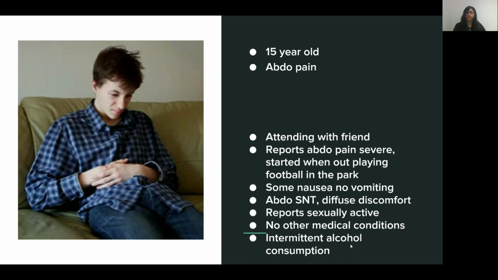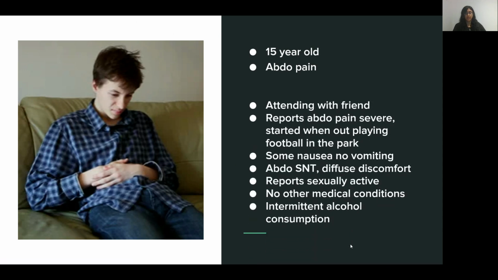So we do some history taking and some physical exam. It says the pain started when he was just out playing in the park, which is good because it gives us an idea that it's not related to food. It's not when he's eaten something. It's not related to straining. It's not related to diarrhea. Some nausea, but no vomiting. This is reassuring in terms of pancreatitis and things like that.